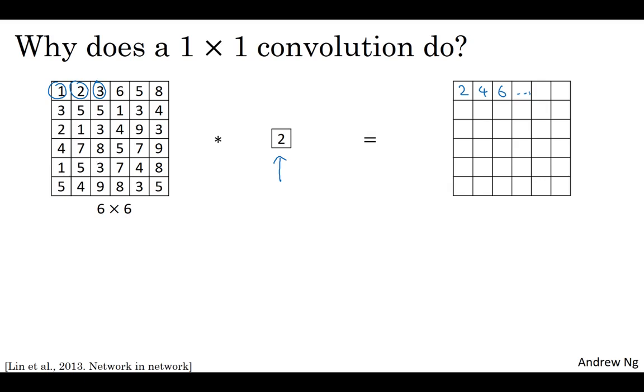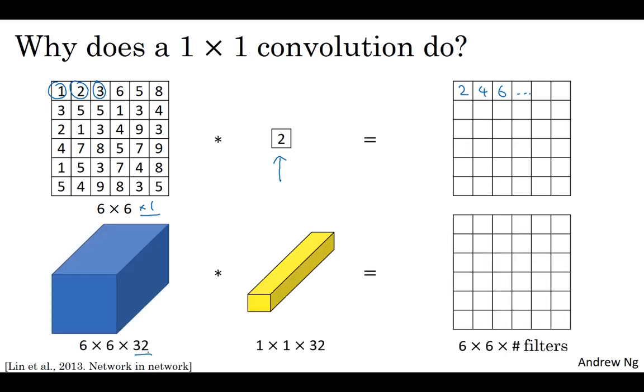But that's the case of 6x6x1 channel images. If you have a 6x6x32 image instead of by 1, then a convolution with a 1x1 filter can do something that makes much more sense. In particular, what a 1x1 convolution will do is look at each of the 36 different positions here, and take the element-wise product between the 32 numbers on the left and the 32 numbers in the filter, and then apply a ReLU nonlinearity to it after that.